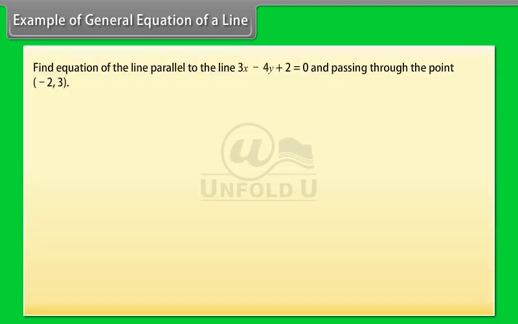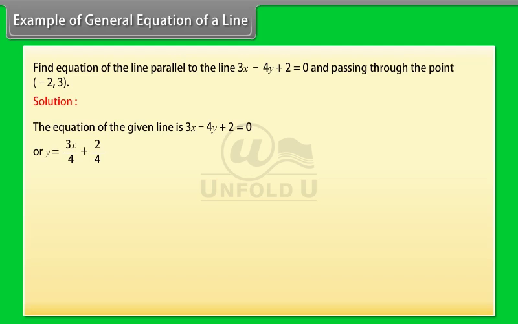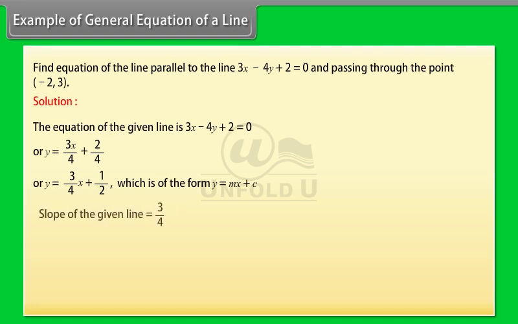Example of general equation of a line. Find the equation of the line parallel to the line 3x minus 4y plus 2 is equal to 0 and passing through the point minus 2, 3. Solution. The equation of the given line is 3x minus 4y plus 2 is equal to 0, or y is equal to 3x by 4 plus 2 by 4, or y is equal to 3x by 4 plus 1 by 2, which is of the form y is equal to mx plus c. Slope of the given line is 3 by 4.